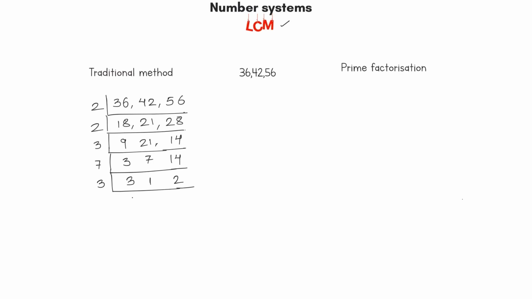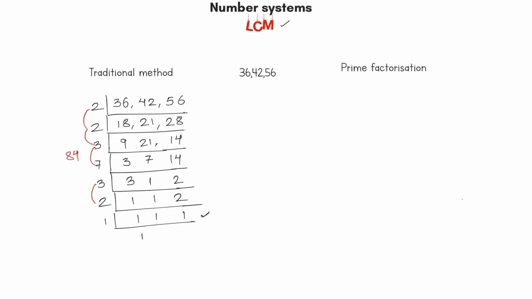Then 3 1s are 3, 1 comes here, 2 is here, and then the last, 2 1s are 2 and 1 1 1 comes here. As soon as the 1 1 1 comes here, stop, because 1 1s are 1, and that's how I find out my LCM by the traditional method. Now what is the next step once I find out the LCM by the traditional method? I will have to just multiply them. 2 into 2 is 4, 4 into 3 is 12, 12 into 7 is 84. Okay, so that's 84.